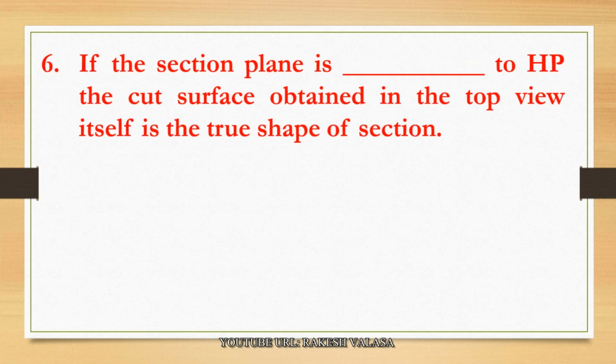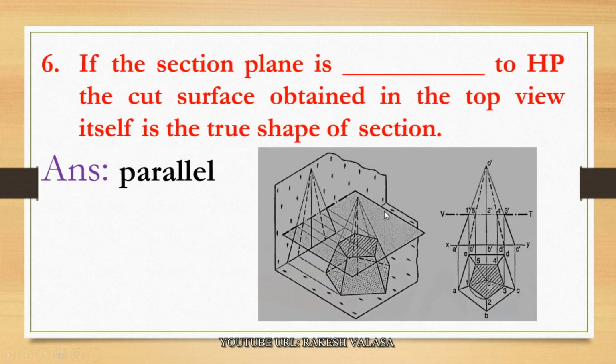Question number 6. If the section plane is dash to the HP, the cut surface obtained in the top view itself is the true shape of the section. The answer is parallel. You can see this image. Here I have taken a pentagonal pyramid. Here the section plane is parallel to the horizontal plane and perpendicular to the vertical plane. We can see the top view, that means the true shape, only when the plane is parallel to HP and perpendicular to VP.